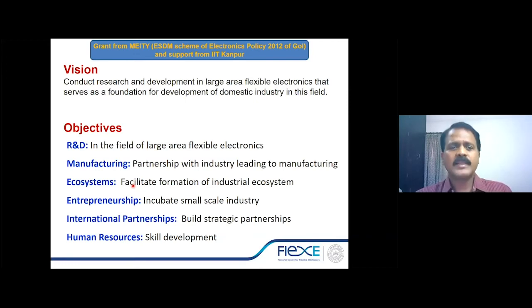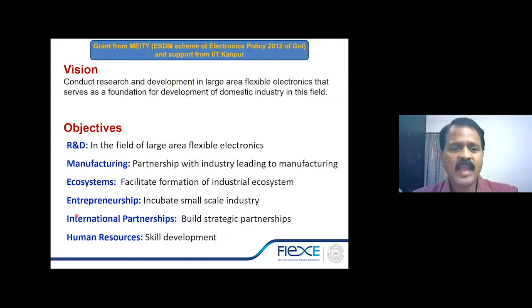How do we get all these people together? How do we get all the sectors together? So that is something which we want to catalyze. Another objective is to have entrepreneurship that incubates small-scale industry. As I mentioned, unlike conventional electronics, which is highly capex intensive, flexible electronics is not. So there are several technologies which can now be taken over, and we can start incubating companies which can take the technologies and, hopefully, eventually grow.